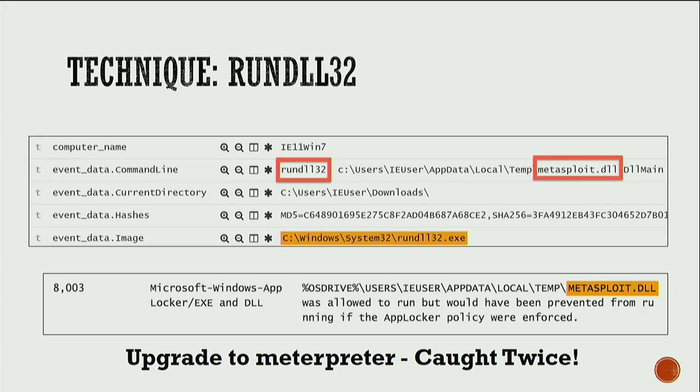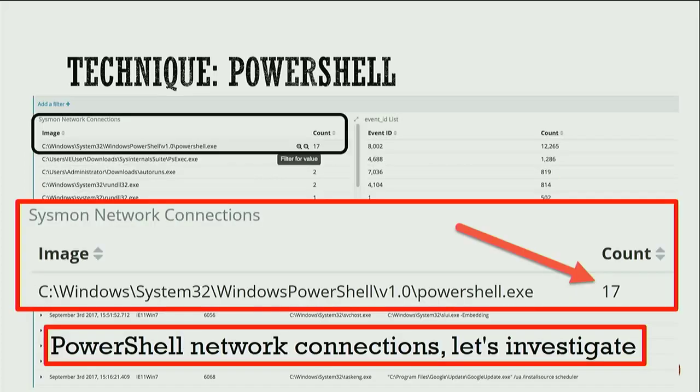And you can see the image here, rundll32, and message 8003 on the bottom there. Metasploit DLL was allowed to run, but would have been prevented if AppLocker policy were enforced. Very easy to detect. Caught two different ways, command line and AppLocker.